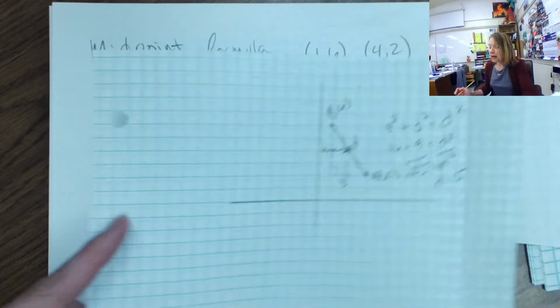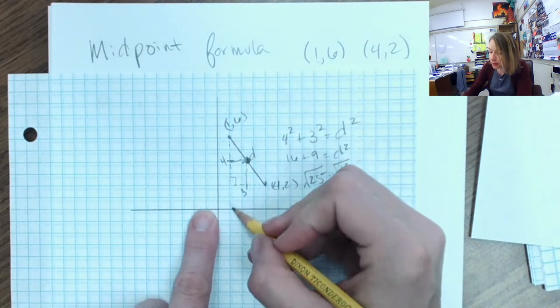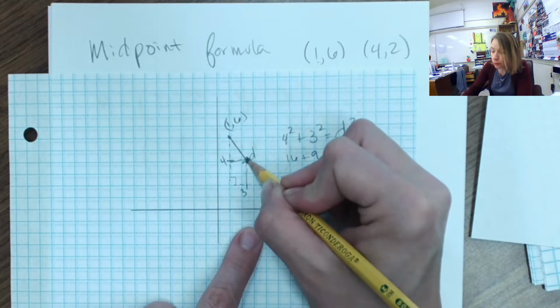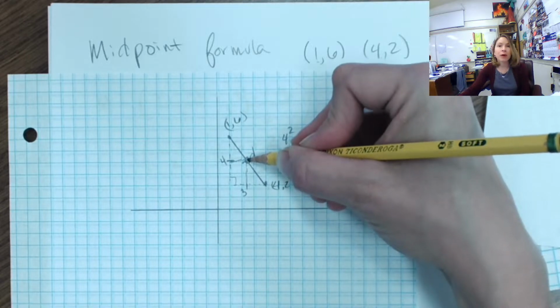Now if I look at my graph, notice this point right here, if I go over 1, 2.5, and then I go up 1, 2, 3, 4, I end up right exactly where that midpoint is.